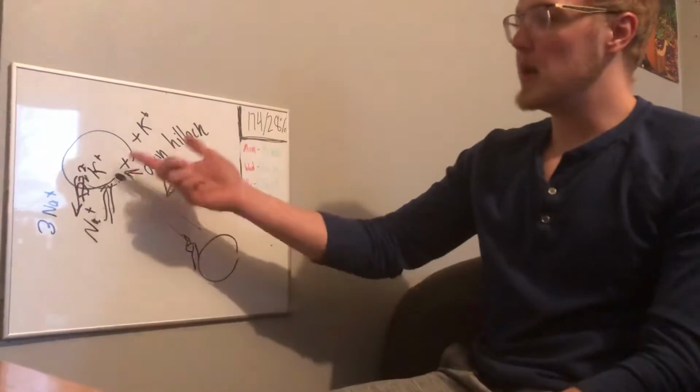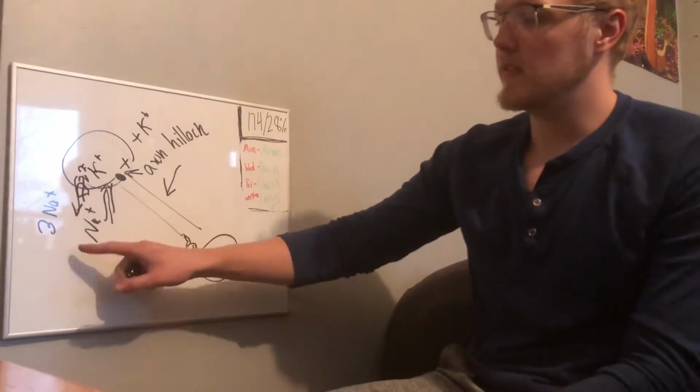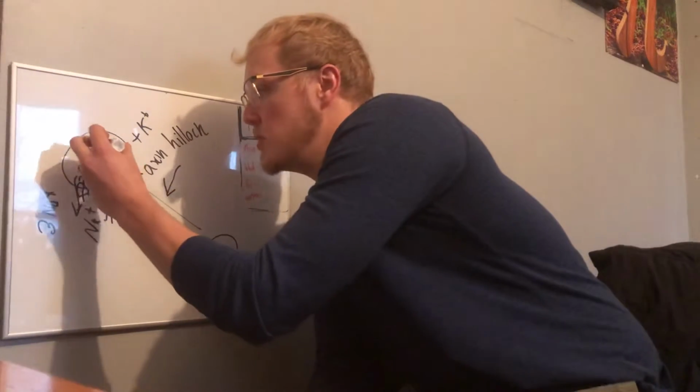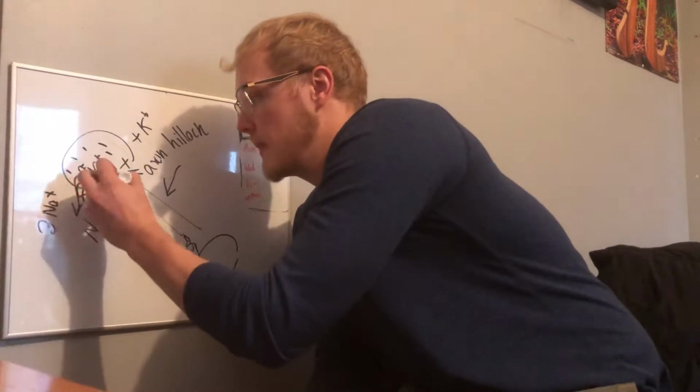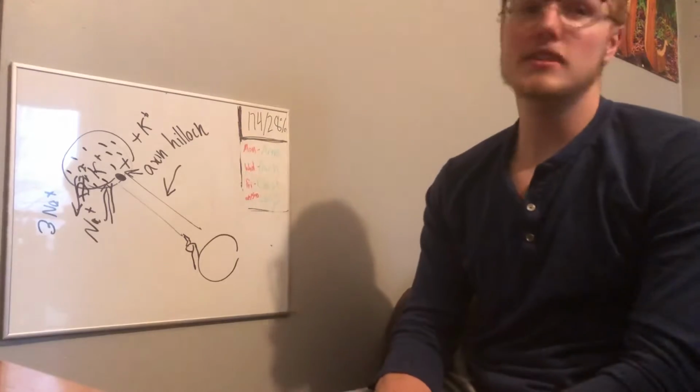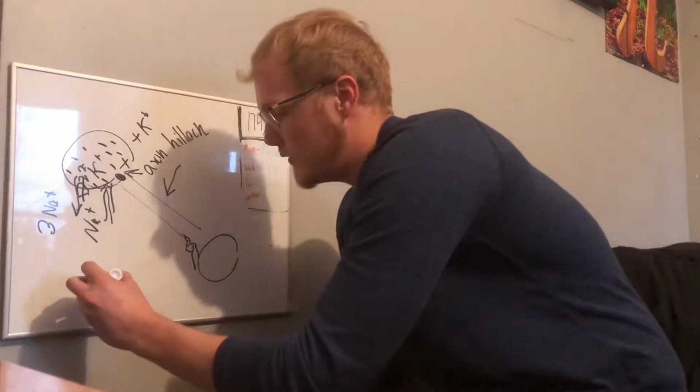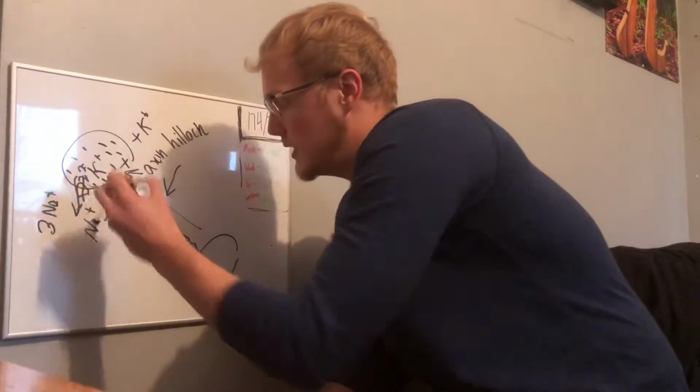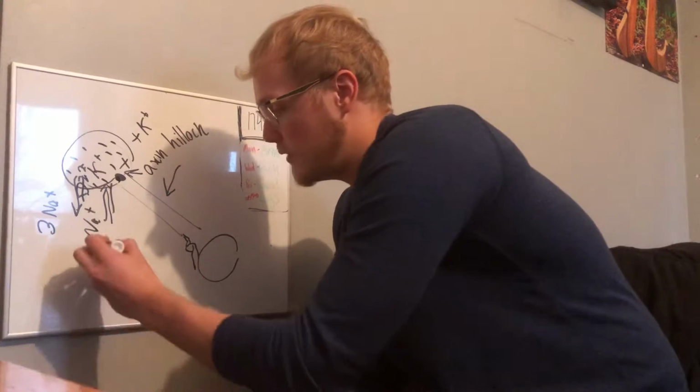So you can see if they're both positive, you're going to have a net positive effect out here, so the cell will be more negative. Now since it's more negative, you're going to have essentially a signal here at this point, and it's going to look like a wave.